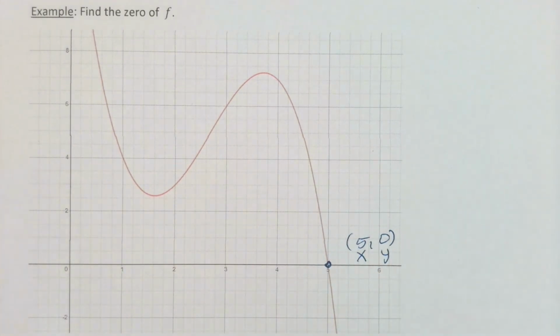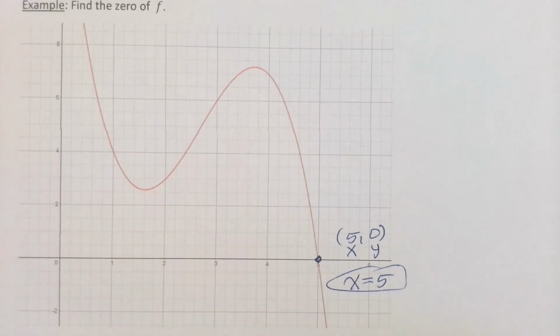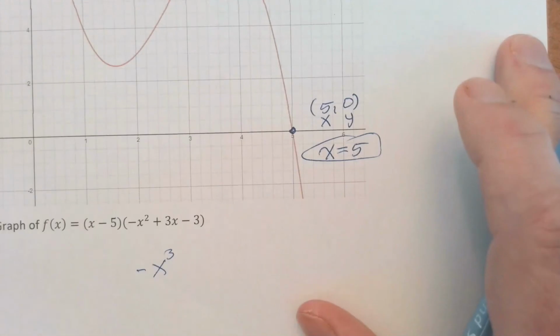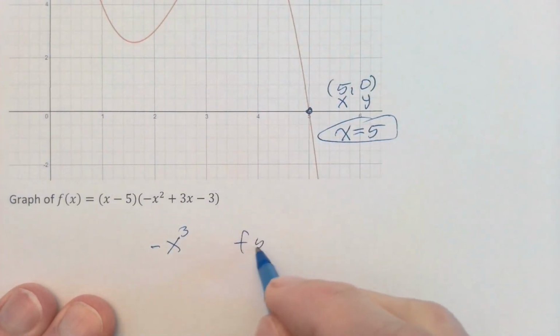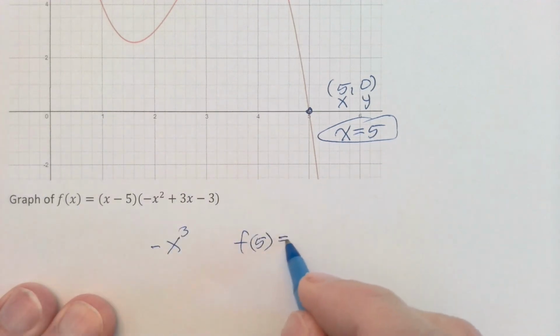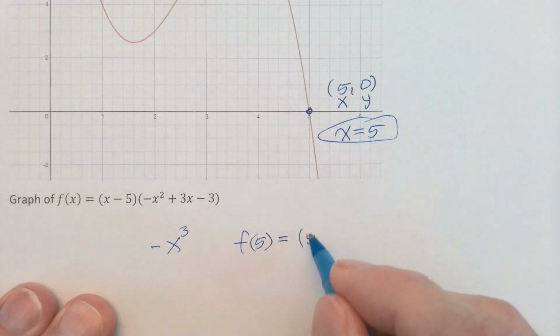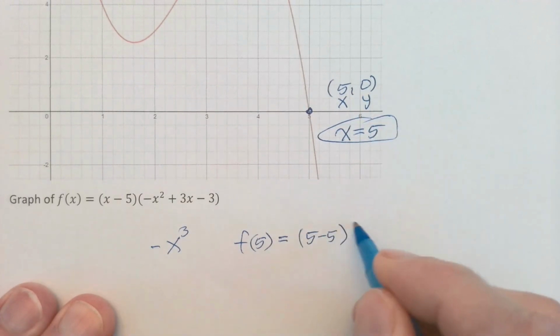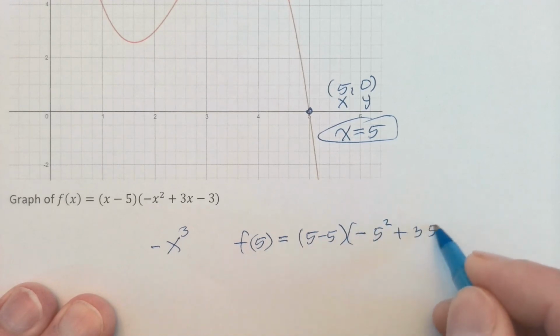If there's an X-intercept of 5, 0, then x equals 5 is a root, probably the only root, for this function down here. Now, how would we test that? Well, we'd calculate f of 5 by plugging 5 into this, and we'd expect an answer of, yes, we'd expect y to come out to 0. So you put 5 minus 5 here, and over here you put the opposite of 5 squared plus 3 times 5 minus 3.